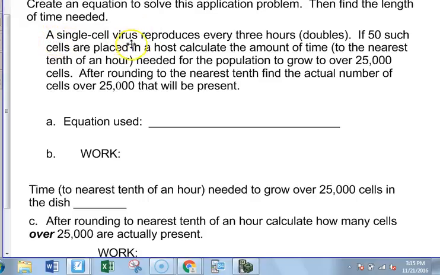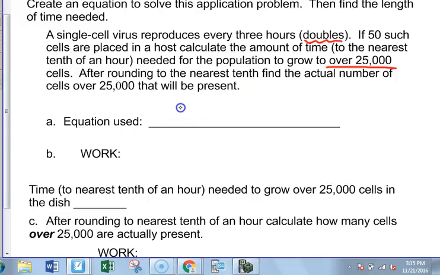It says a single cell virus reproduces every 3 hours, and by reproduces it says it doubles. So a single cell. 50 such cells are introduced in a host. Calculate the amount of time to the nearest tenth of an hour needed for the population to grow over 25,000. Then after rounding, find the actual number of cells that are present. Okay, we'll worry about that in a minute.